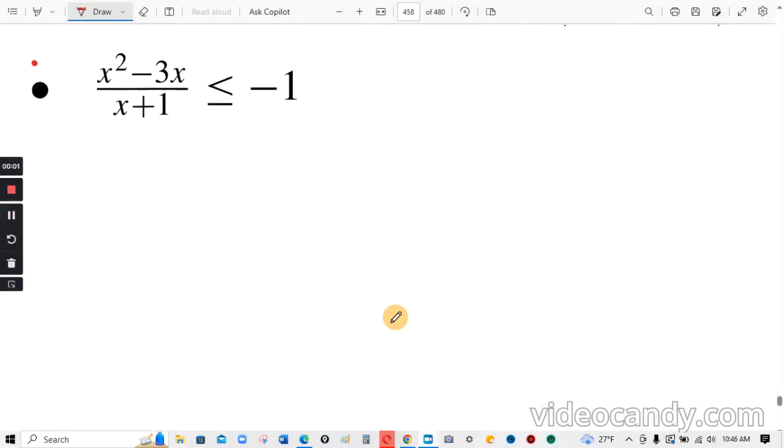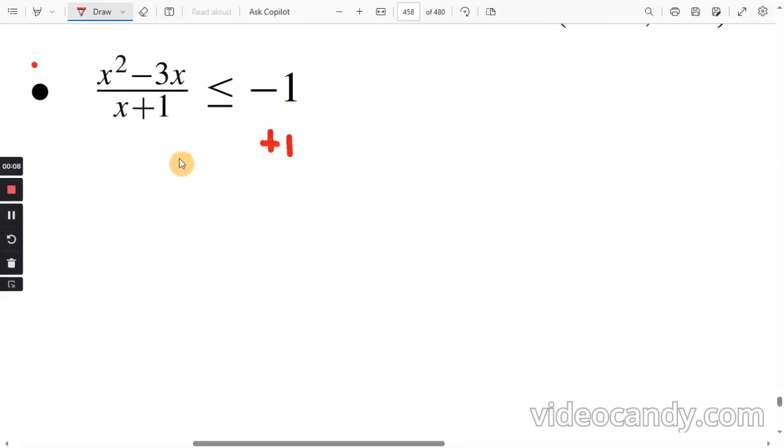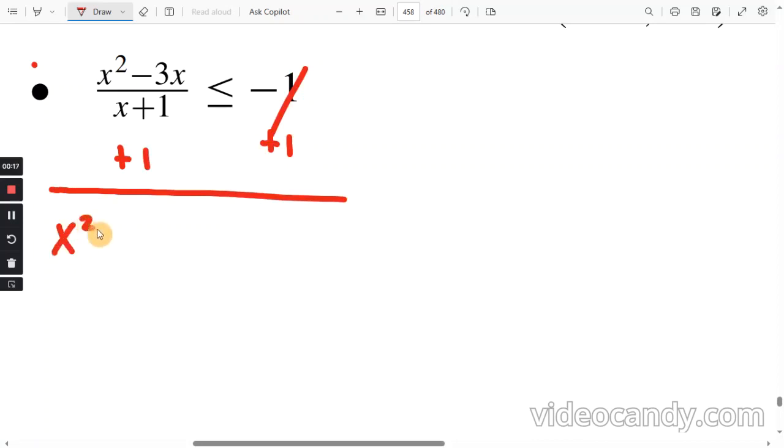All right, one more. As always, you want a 0 on one side of the equation. The opposite of -1 is +1. Cancels right here. We have x squared minus 3x divided by x plus 1, and that's +1. Leave some space for the fraction, and that's going to be less than or equal to 0.